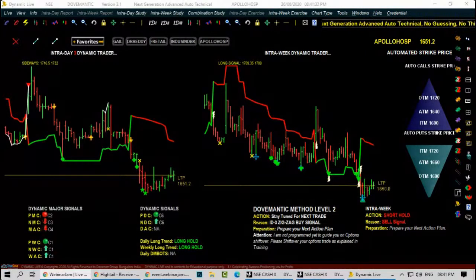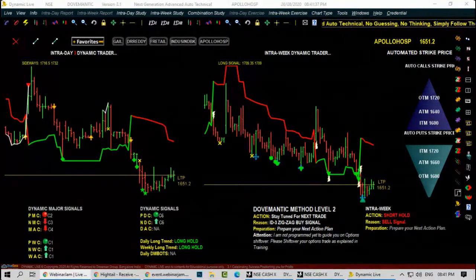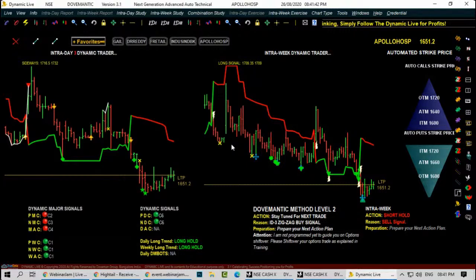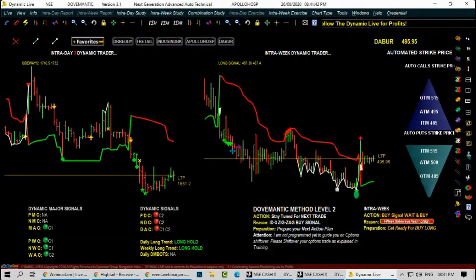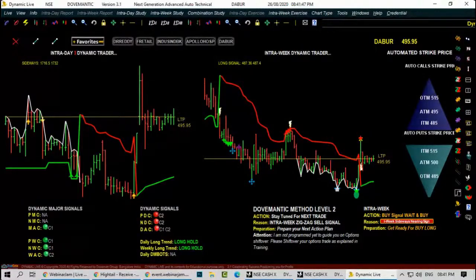Mr. Abhishek Jain, Dabur futures you are holding long. We checked the Dabur, isn't it? Did we miss Dabur? Well, if you are holding long in Dabur, Mr. Abhishek Jain, I cannot suggest you exactly, because all that I know to do is to follow what dynamic live or dynamic system says. So as per this, I would have been waiting here.